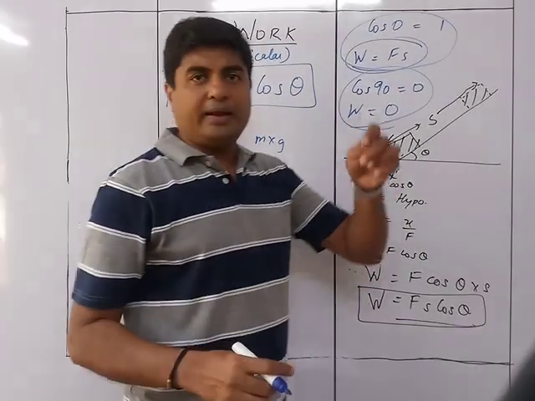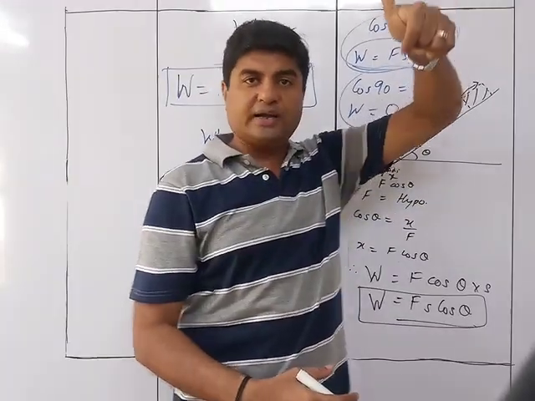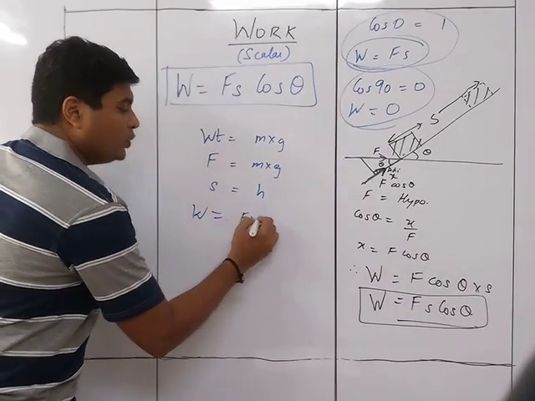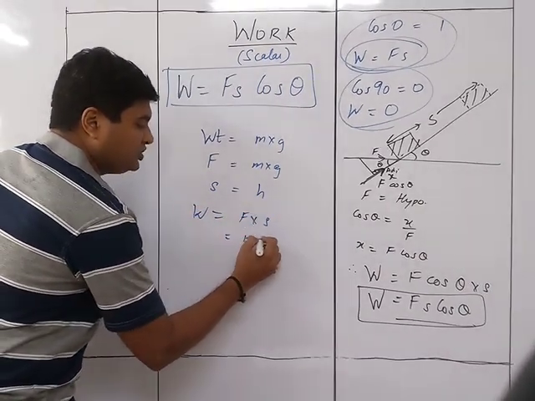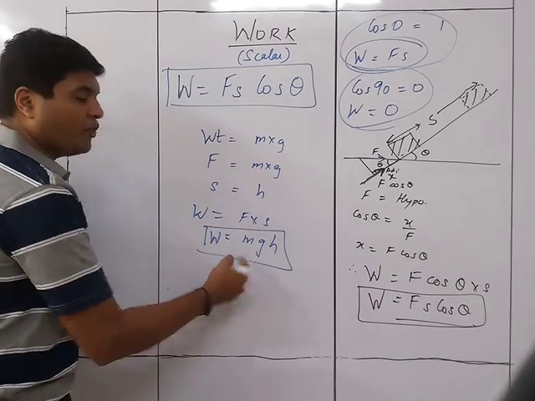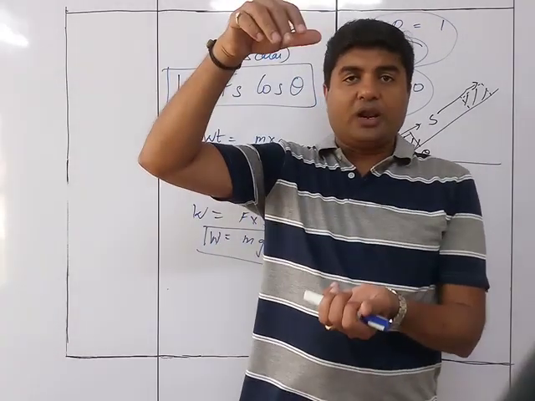So अगर वो 5th floor से नीचे गिर रहा है तो जितना height 5th floor का है वो height हो जाएगा. That's why the work done, instead of F into S, will be mgh. So W is equal to mgh is another formula we have when the body is freely falling or lifted upwards.